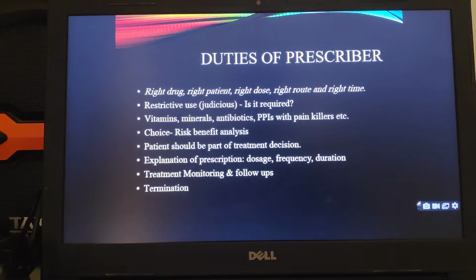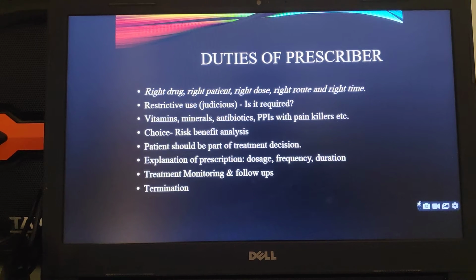Now, before going further, let us see what the duties of a prescriber are, that is, the duties of a physician. The 5 rights, as normally said, are right drug, right patient, right dose, right route, and right time. So these are the thumb rules for safe medicine for the patient.